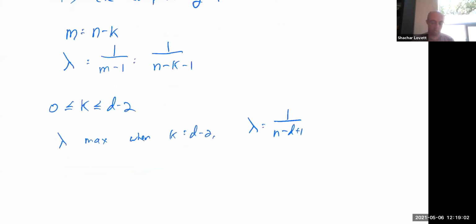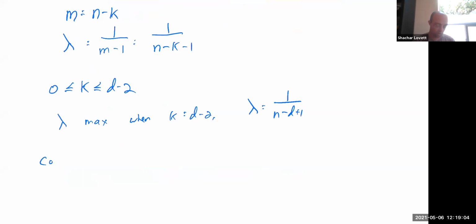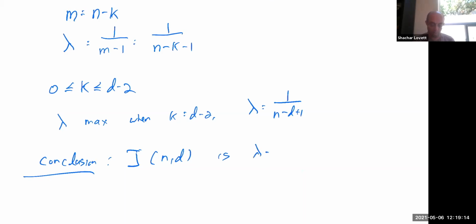So the conclusion here: the example is the complete complex, where I have n elements and take all sets of size at most d. It is a lambda expander for lambda equals 1 over n minus d plus 1. Right, this is the conclusion here. So this example is mostly to make sure that you all understand the definitions.